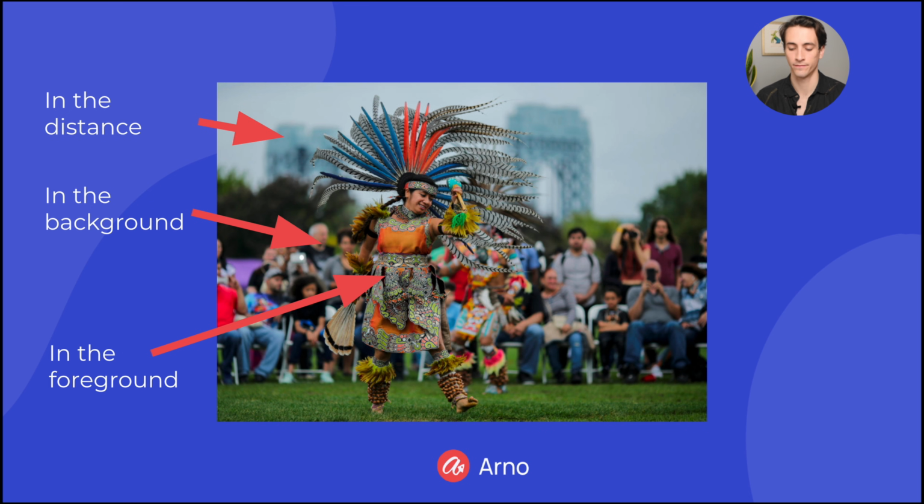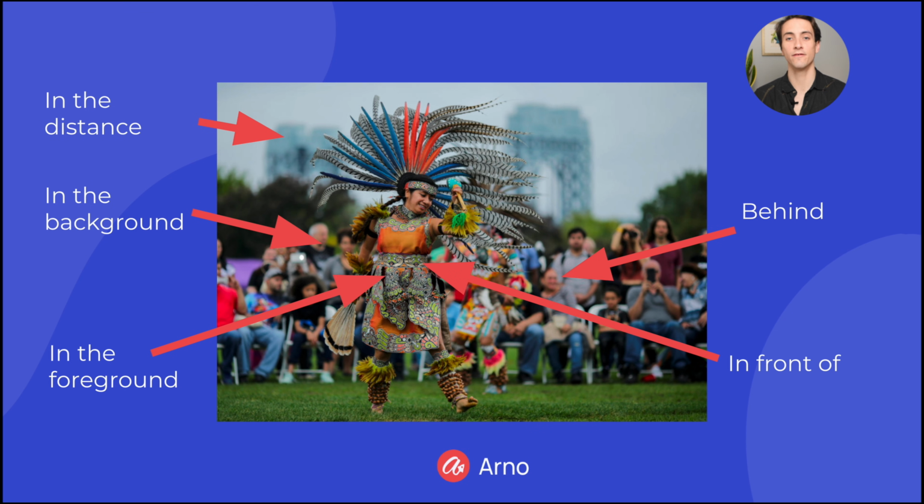In the foreground. The foreground is the opposite of the background. Things in the foreground are close to the camera, while things in the background are further away. Next, we have behind and in front of. So this hand is in front of this hand, or this hand is behind this hand. And here is how you can use these words in complete sentences.